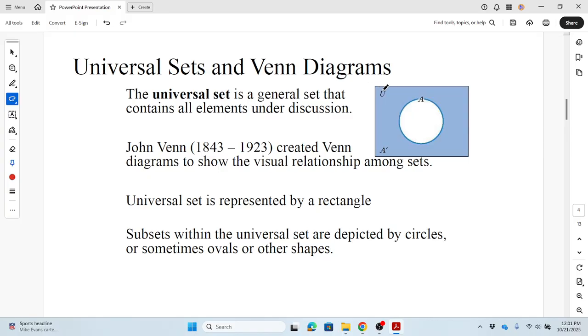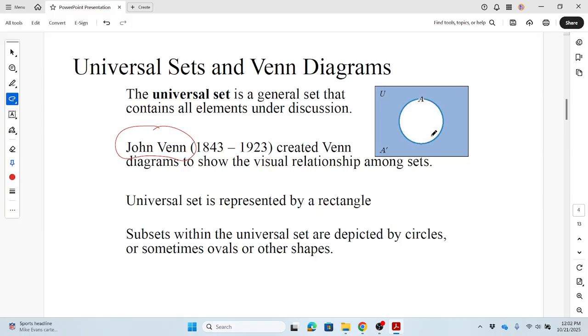universal set means it's a general set that contains all elements under discussion. For example, if we are talking about numbers, U represents all the numbers. If we are talking about the real numbers, then the universal set might be all real numbers. Inside the real numbers, we can create different sets that we represent using circles. This is from John Venn. He was the one who created this diagram. That's why it's called a Venn diagram.